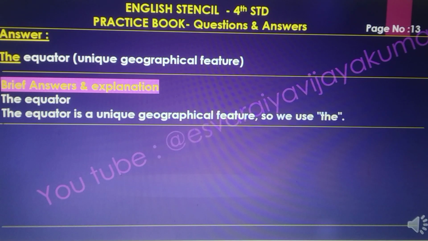And the next one, the equator, unique geographical feature. The brief explanation: the equator is a unique geographical feature. We use the.